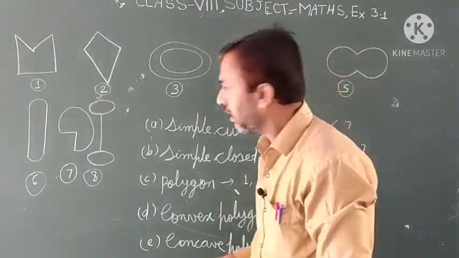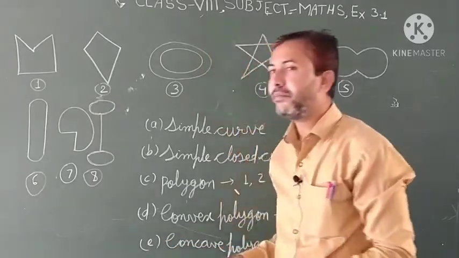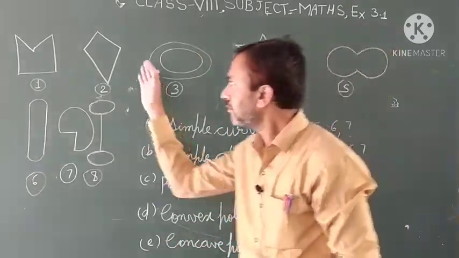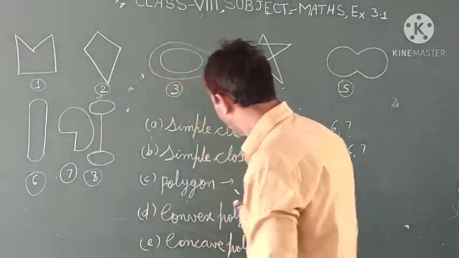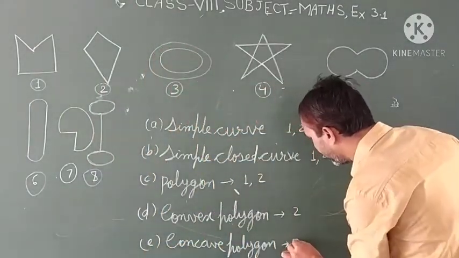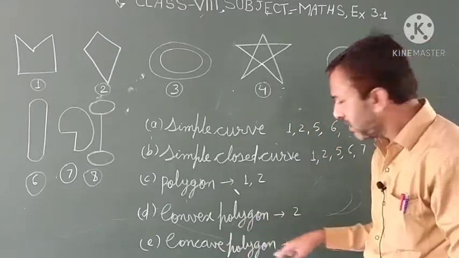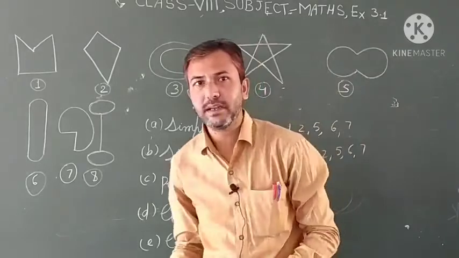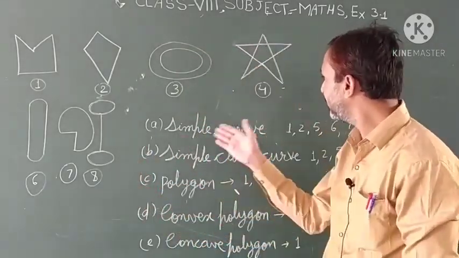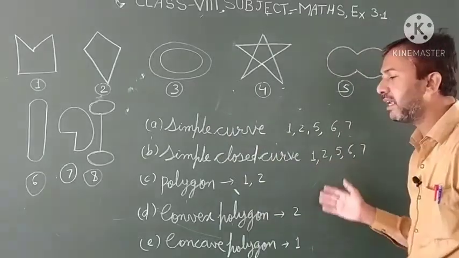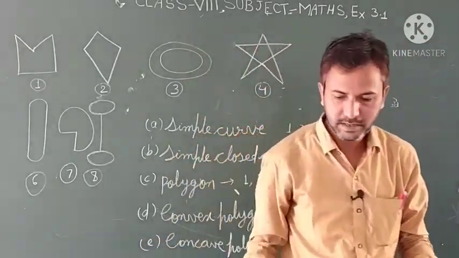Now come to the concave polygon. For the concave polygon, the diagonal may be inside the figure or maybe outside the figure. So it is only possible in figure 1. So figure 2 is the convex polygon and figure 1 is the concave polygon. So we have to find out how many out of these 8 figures are simple curve, simple closed curve, polygon, convex polygon and concave polygon.